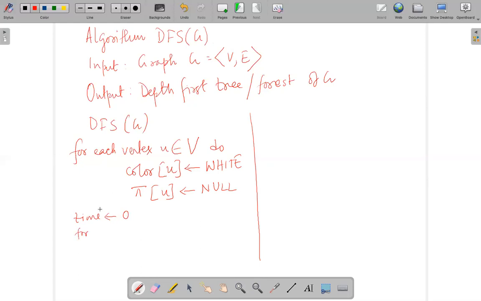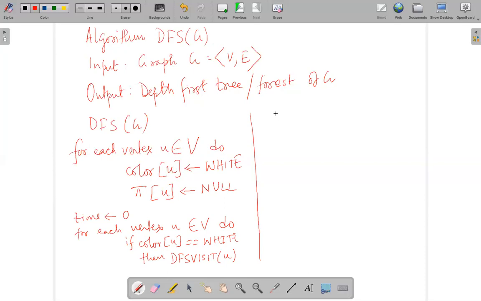Now for each vertex U in V, do if color of U is white, then call the function DFS visit U. Okay.